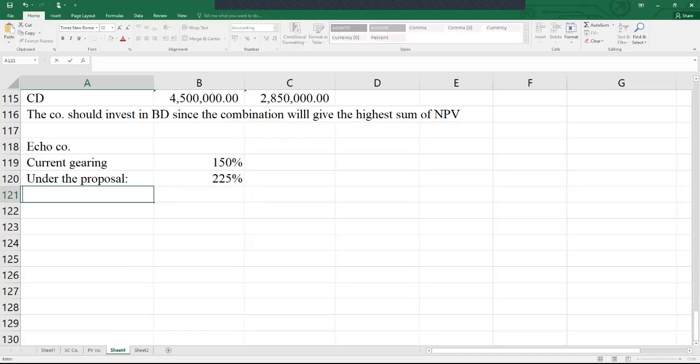Could you please repeat this part? Which part? Under the proposal. Under the proposal, what's the company's current debt?